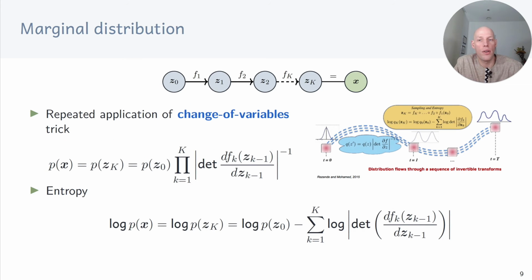Let's now have a closer look at the distribution of the data. We can compute the data distribution by repeated application of the change of variables trick so that px is the base distribution times the product of 1 over the absolute value of the Jacobian determinants. Similarly, we can compute the entropy, which just sums up the log determinants of the Jacobians plus the log of the base distribution.